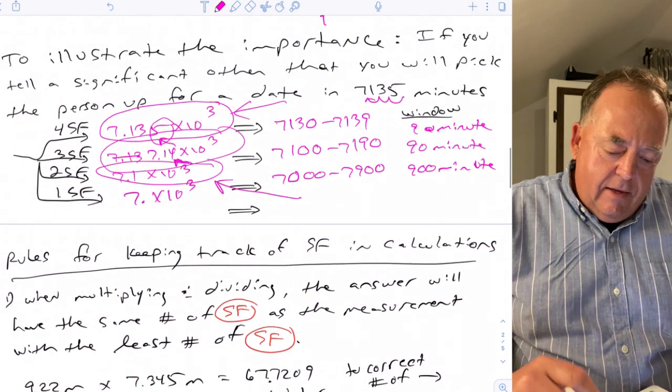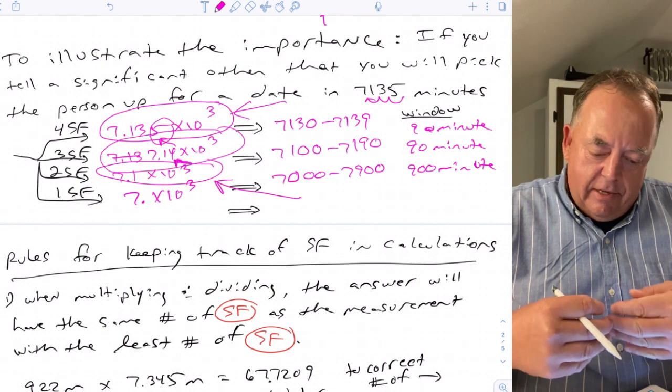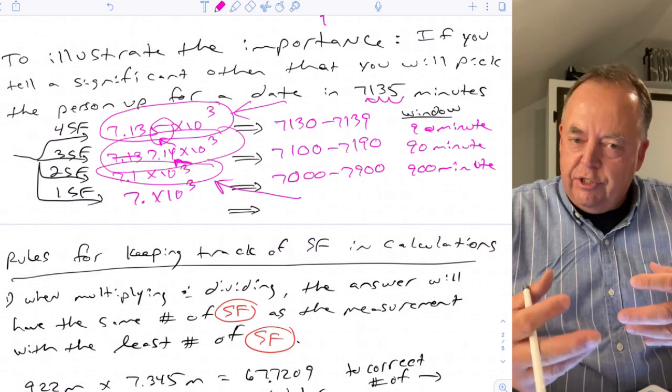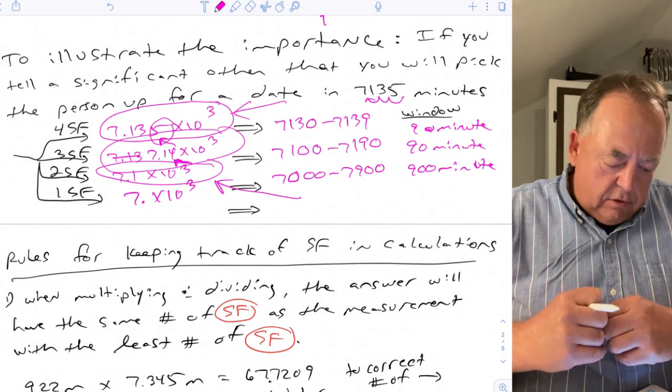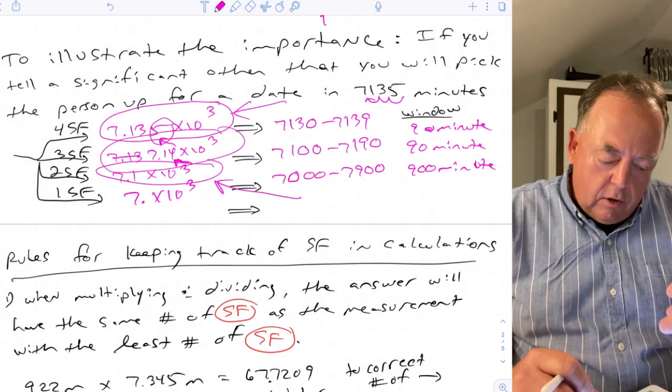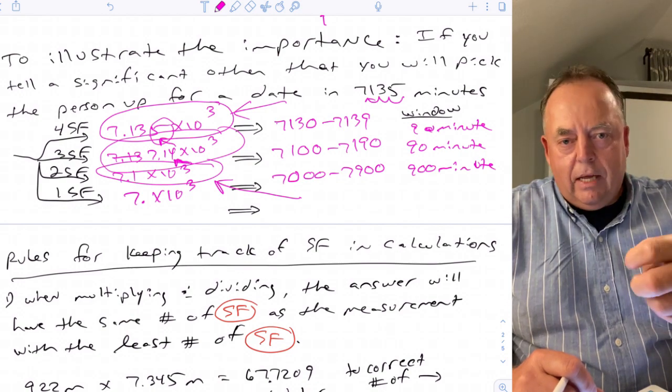So the point being, how you write a number has meaning to anybody who's a scientist, an engineer, a mathematician. Right, those numbers have meanings. So all of the numbers count, are 100% confident in, except the last number, which you're telling the person that's the one I'm guessing at.